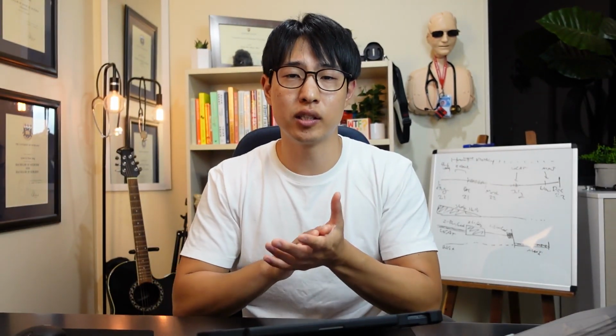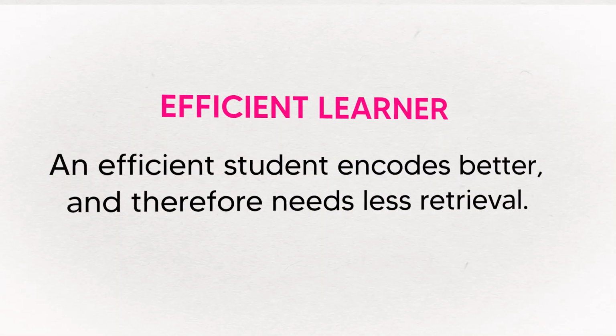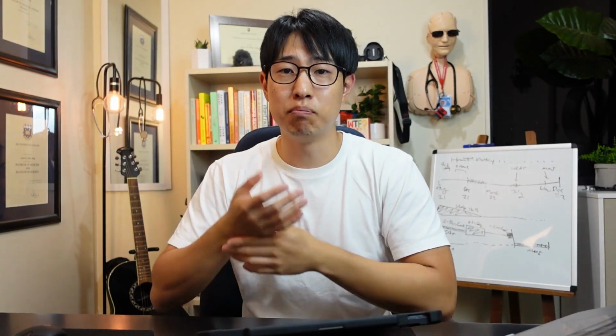So in practice, what this means is that an efficient student has more encoding and therefore needs less retrieval, because spaced retrieval is naturally repetitive. It takes time, it's multiple iterations. If your encoding is higher, you need less retrieval and you can do it in bulk. So that is what creates efficiency.